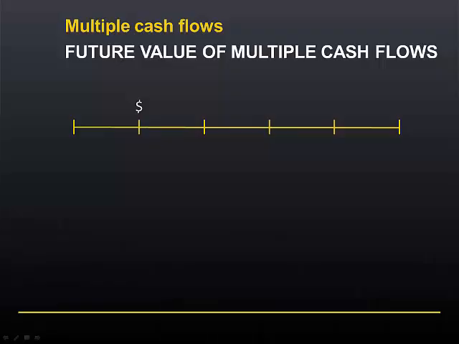In previous modules, we were introduced to the concept of the time value of money, and we learned how to change the value of a cash flow at one point in time to its equivalent value at any other point in time. But what happens if we have multiple cash flows and we want to add them together?